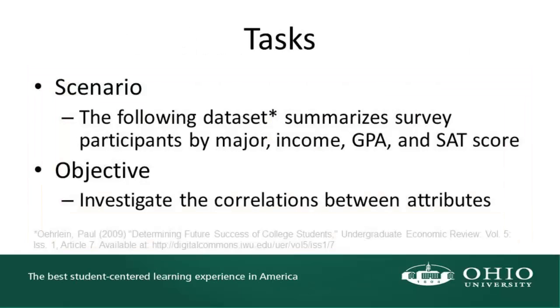Let's talk a little bit about the tasks of this learning activity. We have a scenario. Basically, we have a data set that summarizes many participants who were questioned about what their major was, what their current income status was, GPA when they were in college, and SAT scores. So we want to essentially develop some correlation values to explore the relationship amongst these variables. So let's go ahead and start by opening up the file.